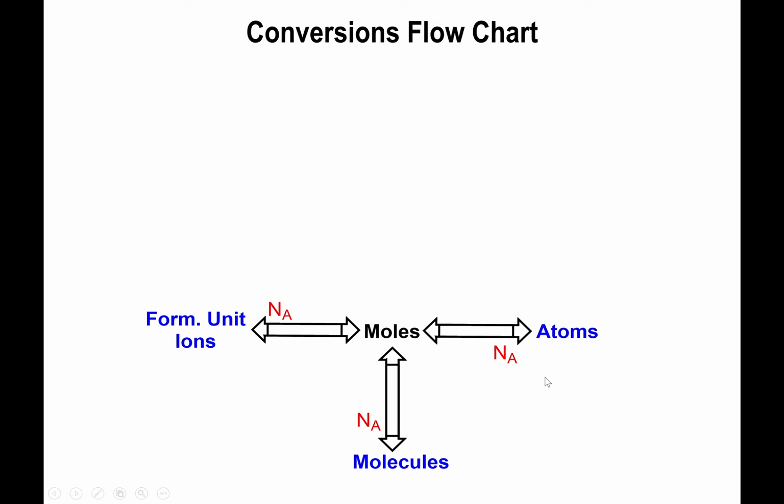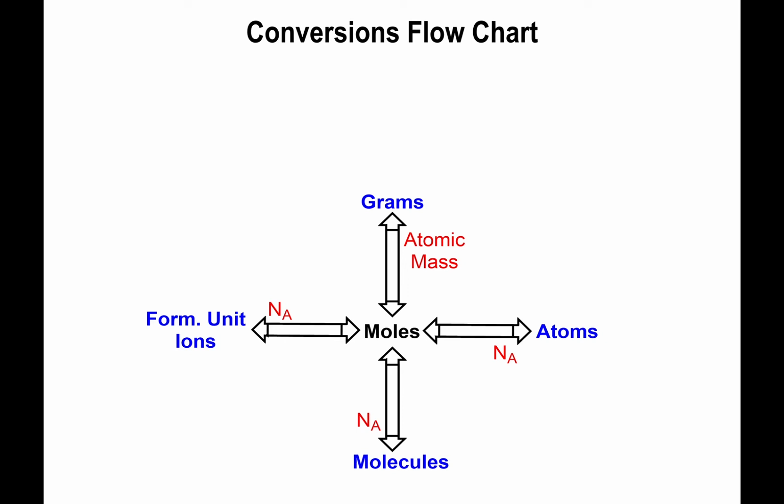But all in all, you will have to use Avogadro's number to go from moles to any of those three, or to go from any of those three denominations into moles. And to go from moles to grams, we're going to use something known as the atomic mass, which is the number that we see in the periodic table.